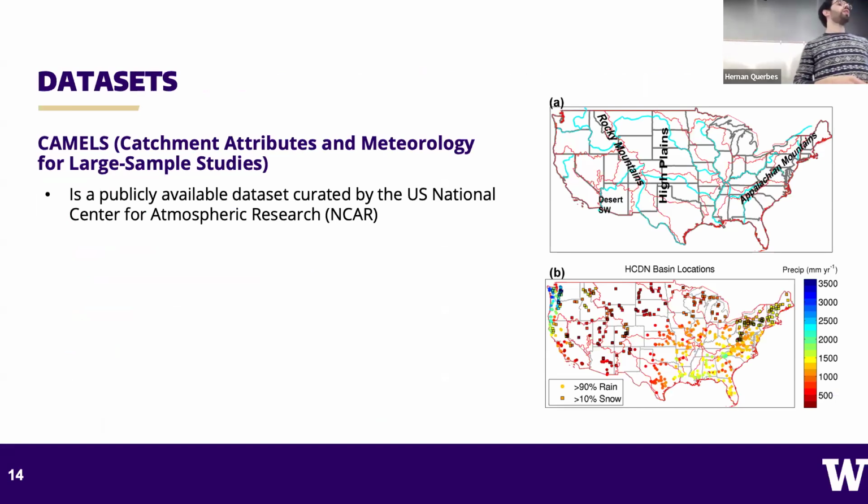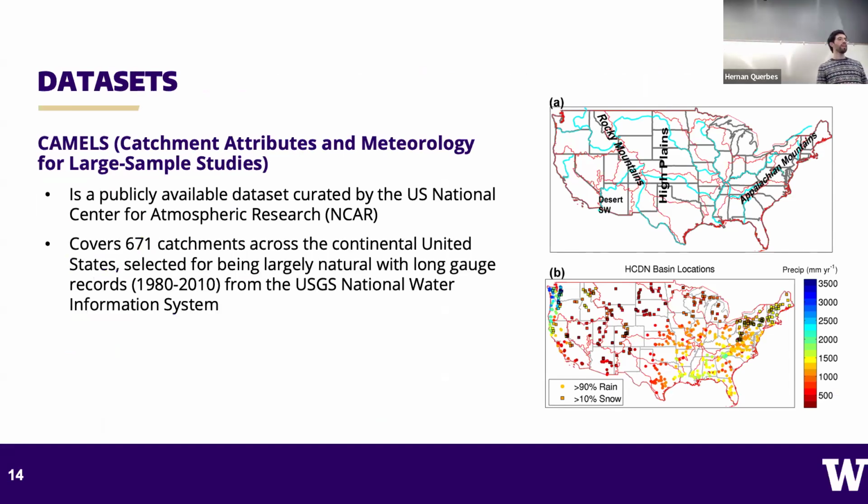Now, let's start with the datasets. I mentioned that for the US, we have one high-quality dataset based on gauge measurements, and that's CAMELS. CAMELS stands for Catchment Attributes and Meteorology for Large Sample Studies. This dataset was developed by NCAR and includes almost 700 basins over the US. These basins were selected because they are largely natural, but also because they have a long record of measurements.